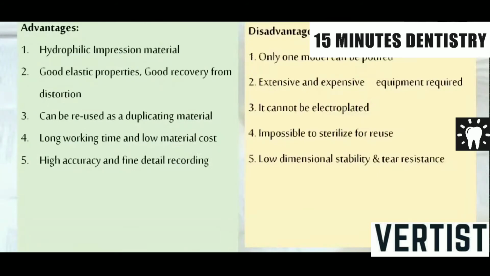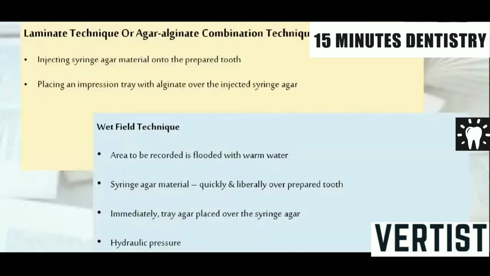So what is the advantage? It is the only hydrophilic impression material, so it is easier to pour. It has good elastic properties and good recovery, and can be reused as a duplicating material. You can duplicate the cast, with low working time and low material cost, high accuracy and fine detail record. But we can pour only one model from it, we require extensive and expensive equipment for this material, and you cannot really electroplate this impression material.